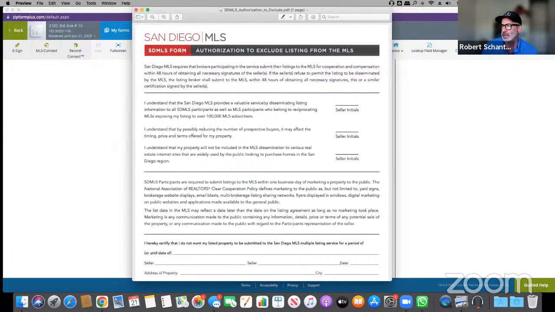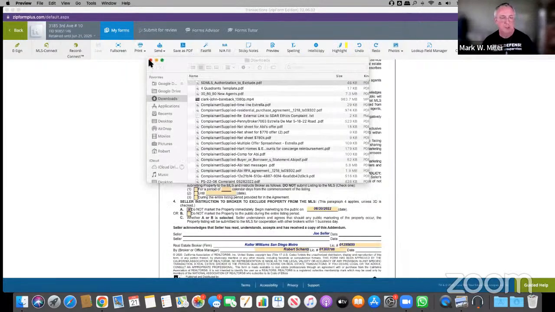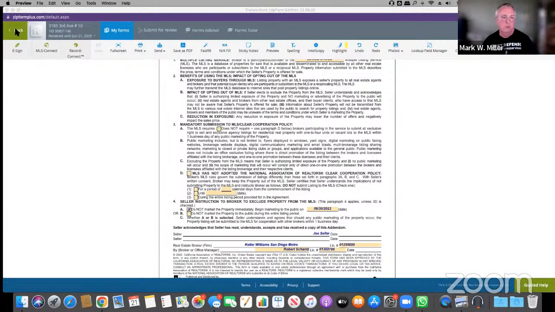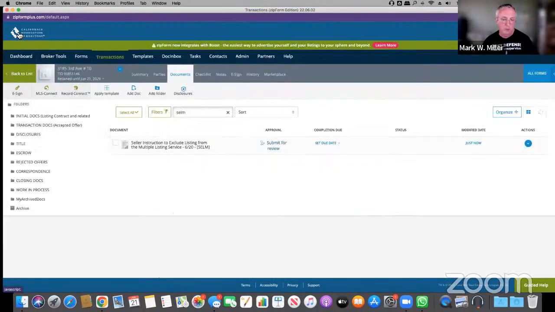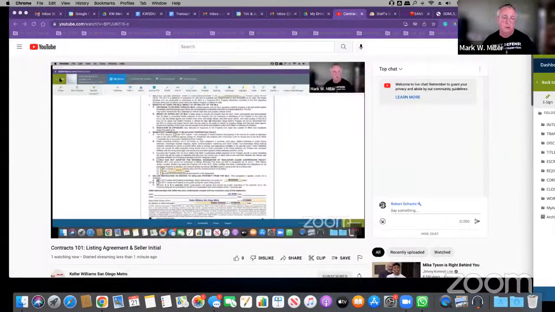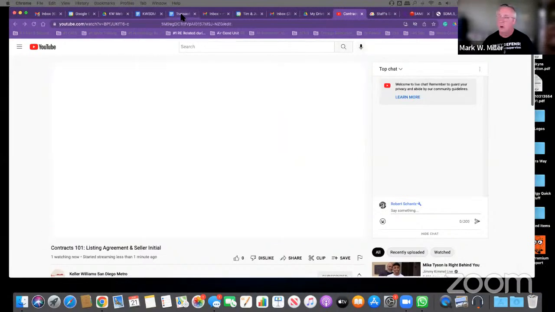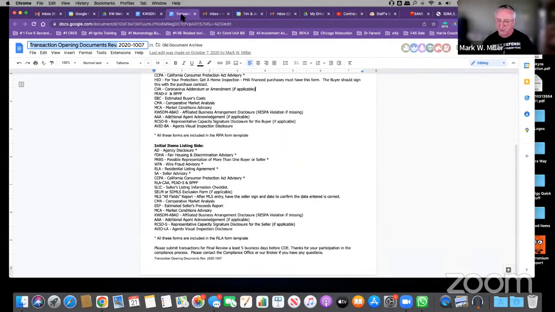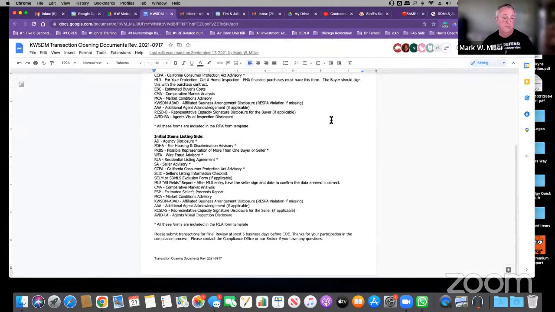We actually have both of those forms preloaded if you're using the Metro templates, so you can use either one. The primary difference why some people use one versus the other is that the SDMLS form is a Zipforms template, and so it pre-fills, whereas the SDAR or SDMLS form, you have to fill in the information manually because it's a PDF, not a template in Zipforms.